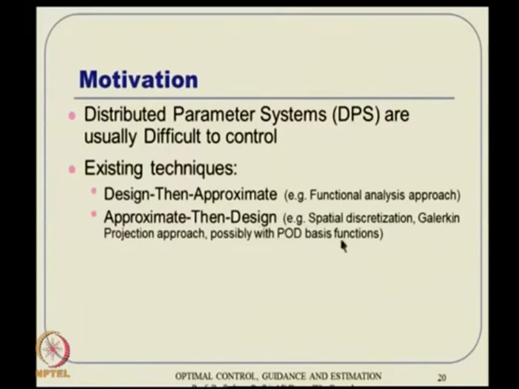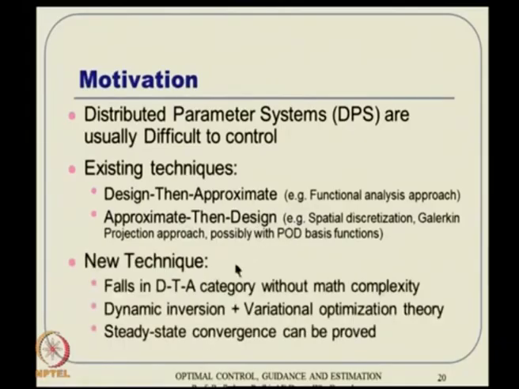So, like this, if you can bring in, then this is approximate then design. But here is a technique that we want to claim falls into the DTA category, but without math complexity. Typically this is mathematically complex analysis, and hence it is not very much appreciated in the engineering domain. But here is a DTA approach, design then approximate category, without too much math complexity. The whole idea here is to use something like dynamic inversion. Again, if somebody is interested in the details about dynamic inversion, you can see the lectures in my other course in the NPTEL program. They are there.